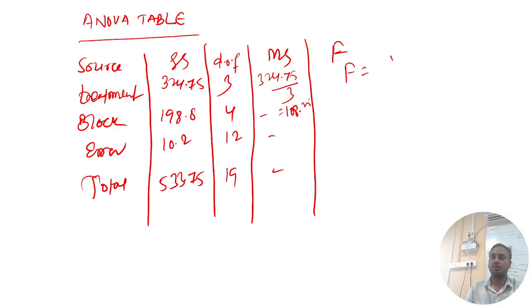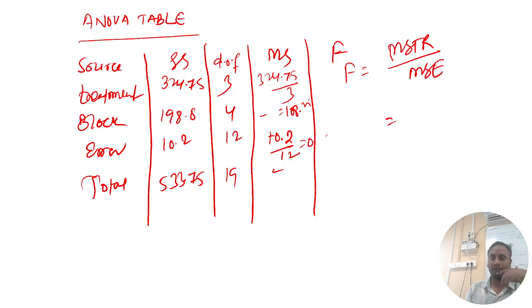For this, let it be F. F is MSTR by MSE. For the error, 10.2 by 12, it's 0.85. So what we have is 108.25 by 0.85. Some value will come. It's the calculated one.